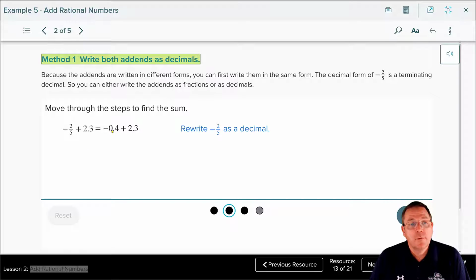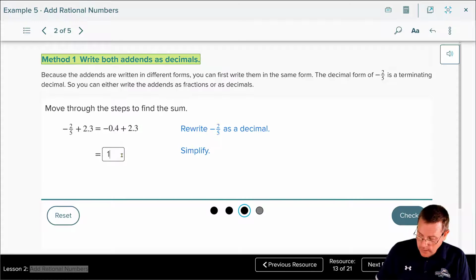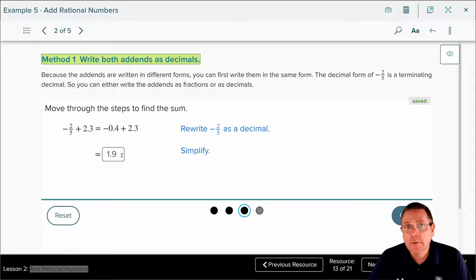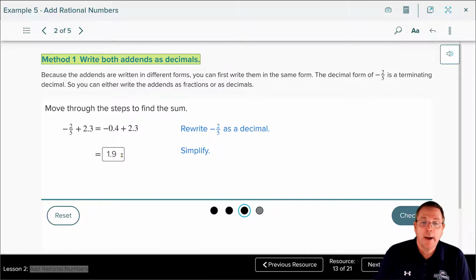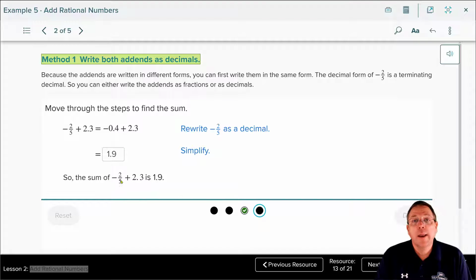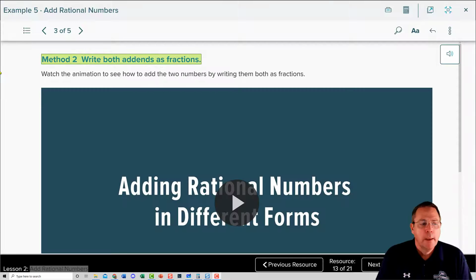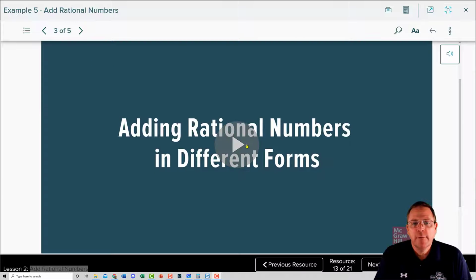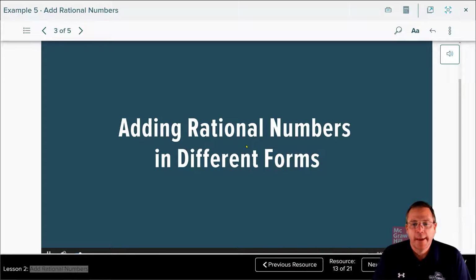So they have -0.4 plus 2.3. At this point, you have signs that are different. Find the difference. The difference between those is going to be 1.9. Is it positive or negative? The sign in front of your larger number goes in front of your answer, so it's going to be a positive 1.9. We're going to check that, and then you can say that therefore -2/5 plus 2.3, that's also going to be 1.9. Now method 2 says to write both addends as a fraction, and they've got a video here to teach us how to do that.